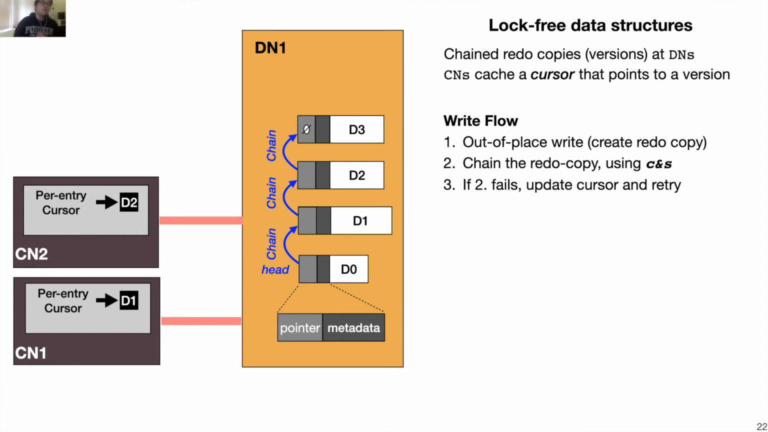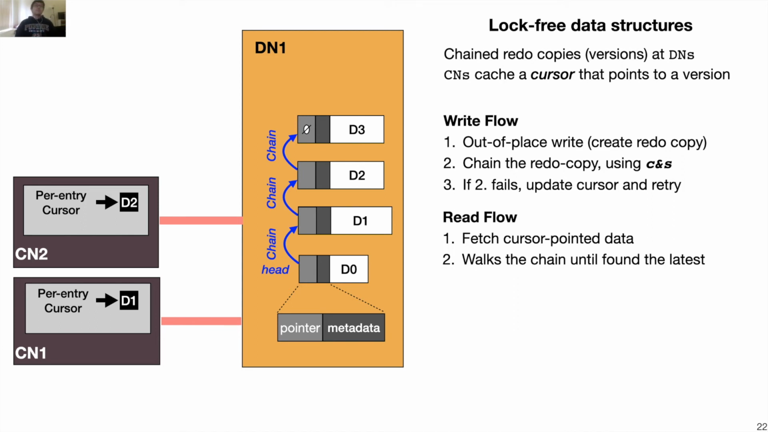In Clover, KV read always returns the latest version. In this particular case, version D3. Recall that the cursor points to the version that this particular CN thinks is the latest. So if CN1 wants to do a KV read, it will first try to read the version D1. After receiving the data, CN1 will check if this is the latest by checking whether the pointer is empty. If not, it will do chain walking until it finds the latest version, D3. In total, it takes CN1 3 RTTs to reach the latest version. The reason CN1 needs to do chain walking is that there are concurrent writers like CN2, which make CN1's cursor outdated.